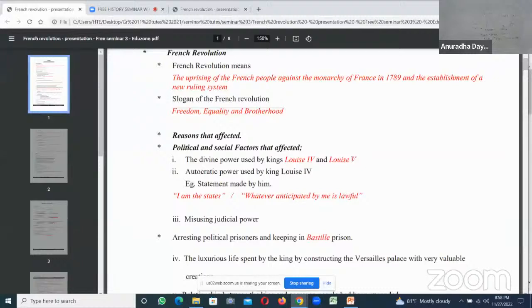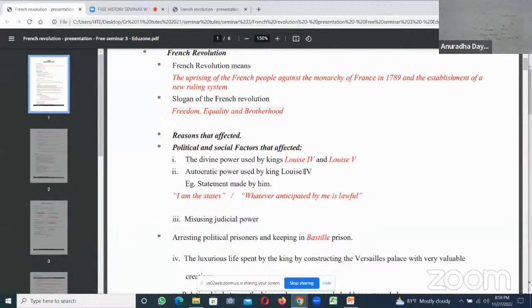And autocratic power used by King Louis XIV. Once again, the X must be there. XIV. Okay, make it correct. This is wrong. So that is King Louis XIV. So autocratic power means the power that he was using without being responsible to any other person. Even he is not responsible to the State General Council, not responsible to the nobles, not responsible to the priests, not responsible to the common people. He is not listening to anyone. So he was taking autocratic decisions on his own.